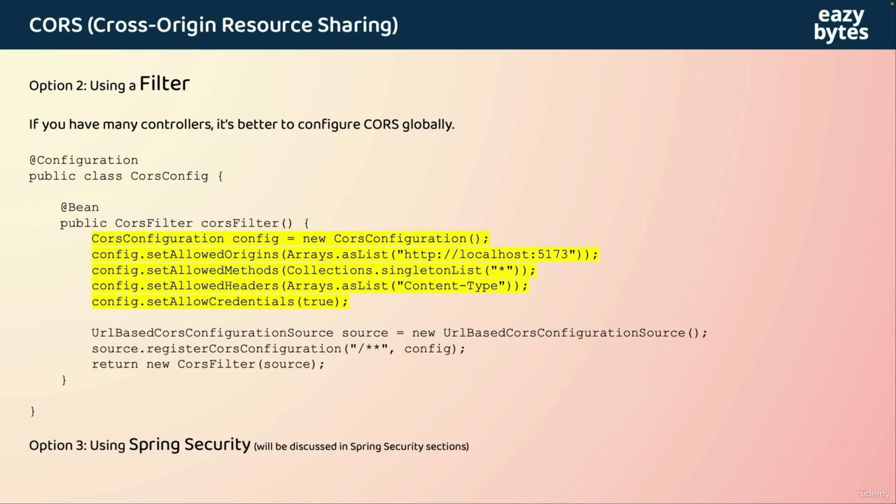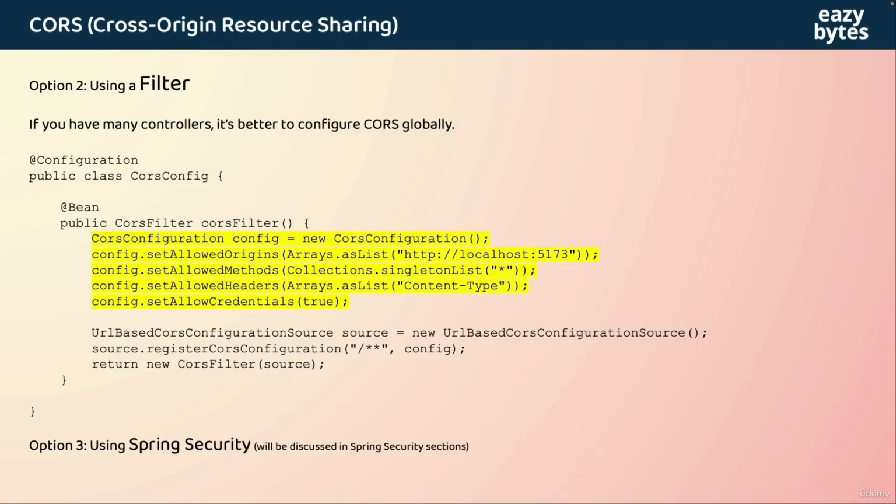Here I'm trying to define a simple single header, which is content type. Apart from this header, if the UI application is trying to send any other headers, all those headers will get filtered by the browser. By setting true to the set allowed credentials, the backend is going to allow sending the credentials or any cookie details to the backend application.